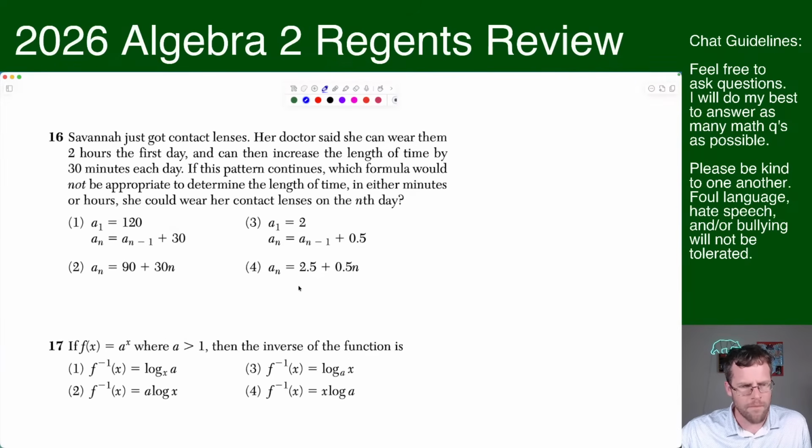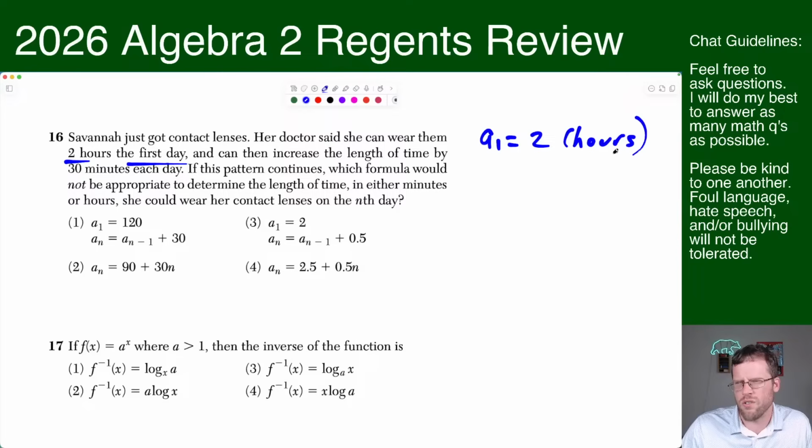All right. Let's see. Savannah got contact lenses. Great. She could wear them 2 hours on the first day, increase. Oh, okay. So for this one, let's just read this carefully. Her doctor says she could wear them 2 hours on the first day. So A1 is equal to 2, and this is in hours. This question's a little wacky, but whatever. And then increase the amount of time by 30 minutes each day.